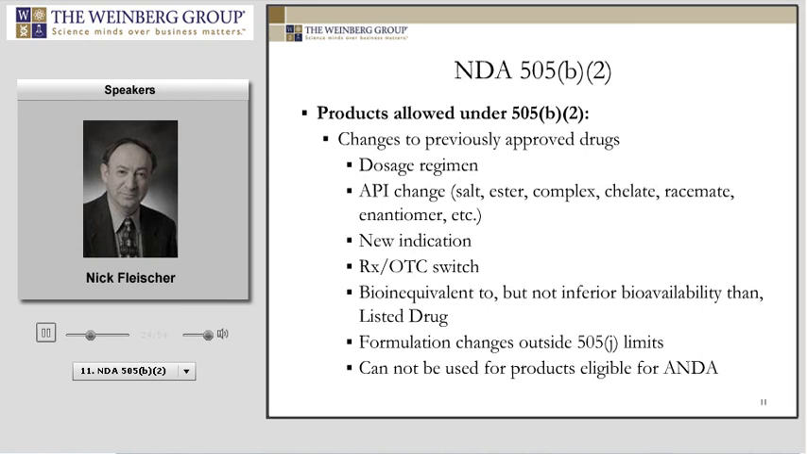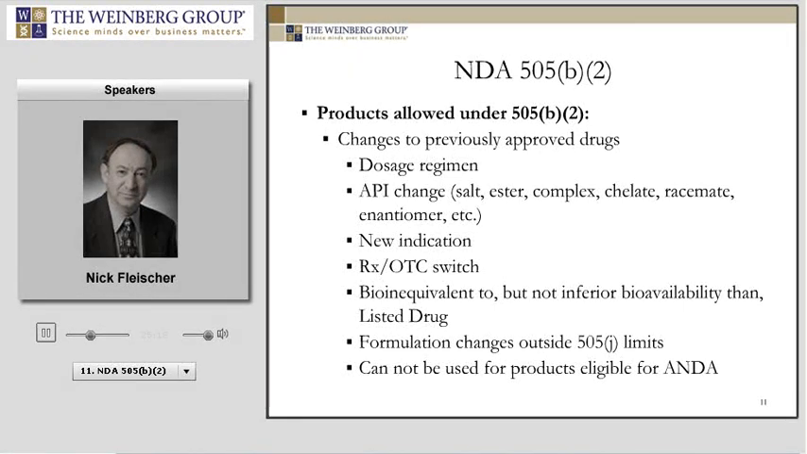However, it can't be used when the bioavailability is inferior. So if you do a bioequivalence study, and it turns out that the proposed ANDA is less bioavailable than the RLD, that would not be acceptable as a 505(b)(2) NDA. However, the other way, if it was more bioavailable, certainly it would be something that would be amenable for discussion with the FDA to file that product as a 505(b)(2) NDA.